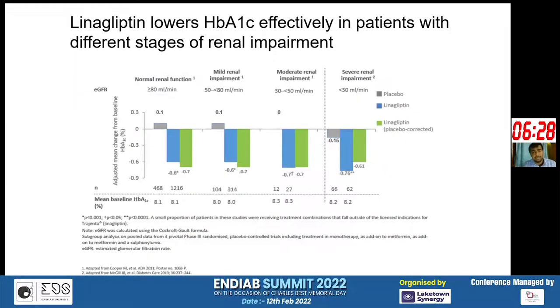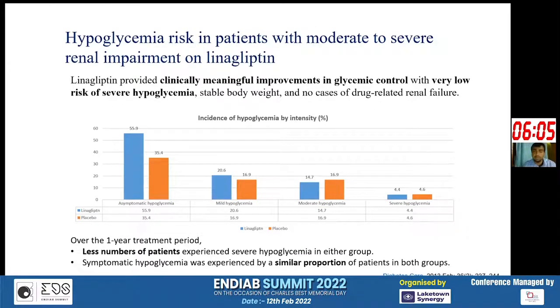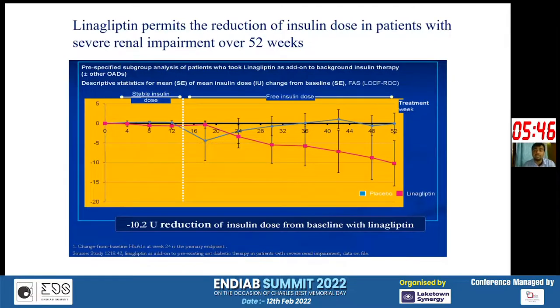Now, if we look at the glycemic efficacy of linagliptin, it is important to note that it can lower HbA1c effectively in patients with different stages of renal impairment. In the eGFR less than 30 and the 30 to 50 groups, it has clearly been shown that linagliptin therapy can improve HbA1c. And coming to the hypoglycemia risk, as I have already told, linagliptin is associated with minimal risk of hypoglycemia. In these studies as well, it has been shown that linagliptin provided clinically meaningful improvement in glycemic control with very low risk of severe hypoglycemia. And another important study I would like to mention: if the patient is on insulin along with linagliptin, linagliptin can also permit the reduction of insulin dose in patients with severe renal impairment over 52 weeks.